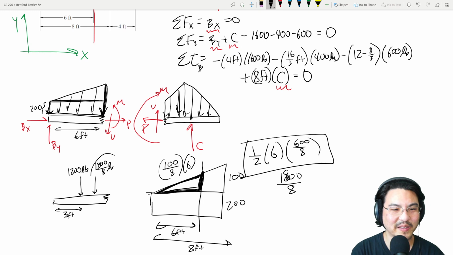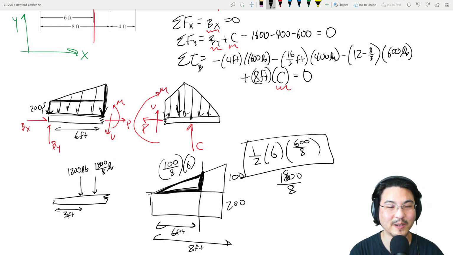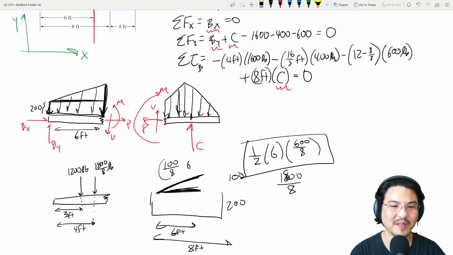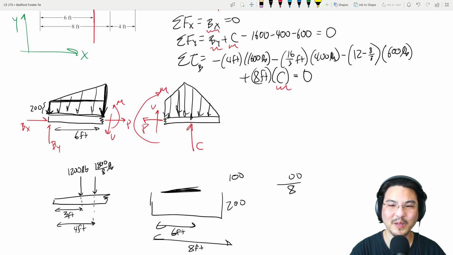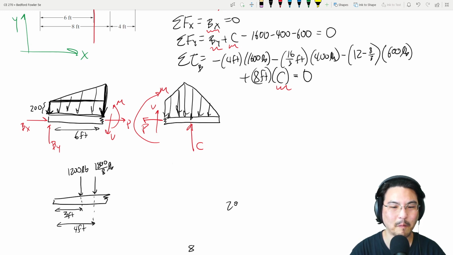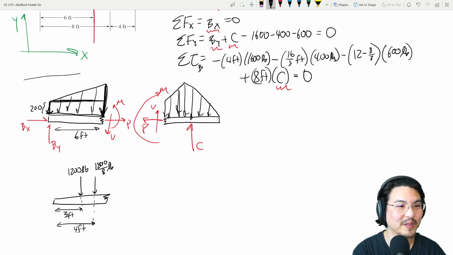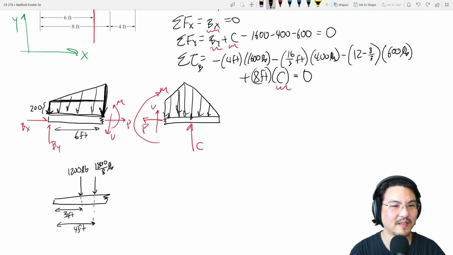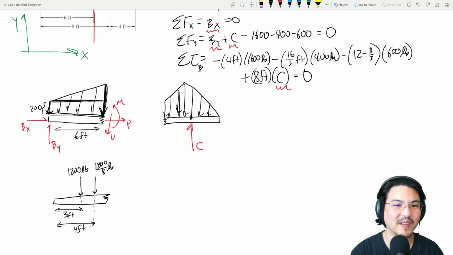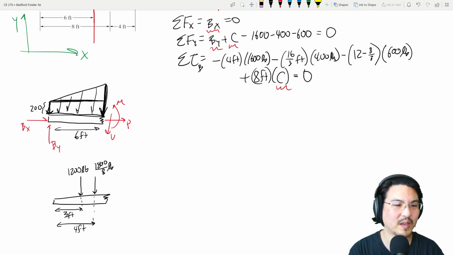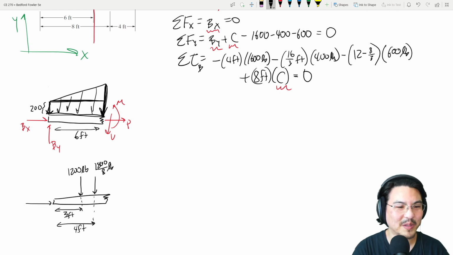And then where is this force? At the centroid of the triangle. So that is 2/3 of the way over this way. Like that. Okay, so there's the distributed load represented as discrete forces for this section. Okay, I'm gonna just get rid of this. All right, and then the rest of it, Bx, By, and all the internal stuff.